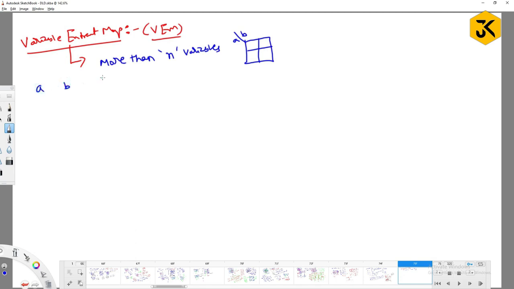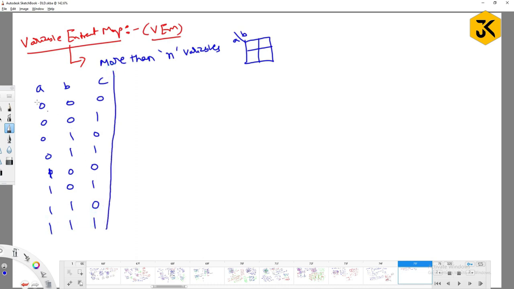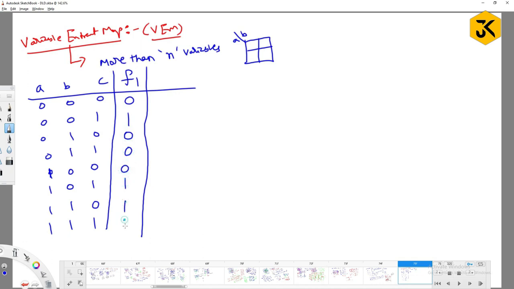I am going to have three variables A, B, and C. What are the values? 0 0 0, 0 0 1, 0 1 0, 0 1 1, 1 0 0, 1 0 1, 1 1 0, 1 1 1. Right? Now I am going to have a function called F1. For this function I am writing the values like 0, 1, 0, 0, 0, 1, 1, 0.